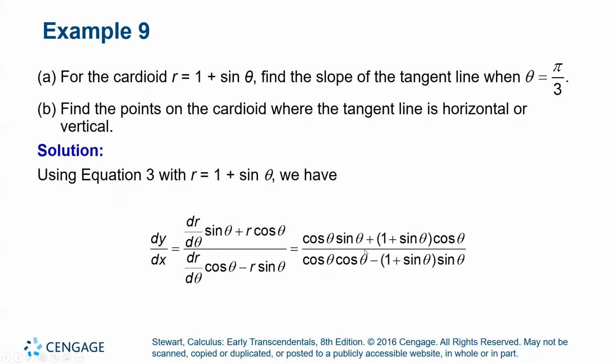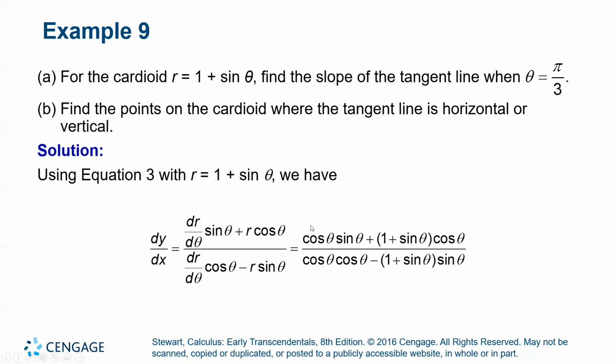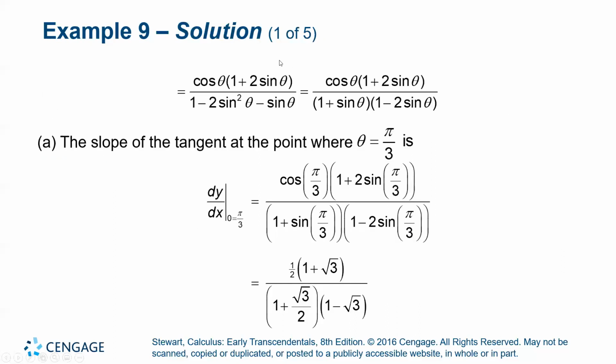So the next step would be to simplify as much as possible. On this screen, what you see is the previous equation already simplified a little bit. In the numerator here, we have a cosine in both of the terms, so we can factor it out and we'd be left with sine and 1 plus sine. So that simplifies to 1 plus 2 sine when you factor the numerator.